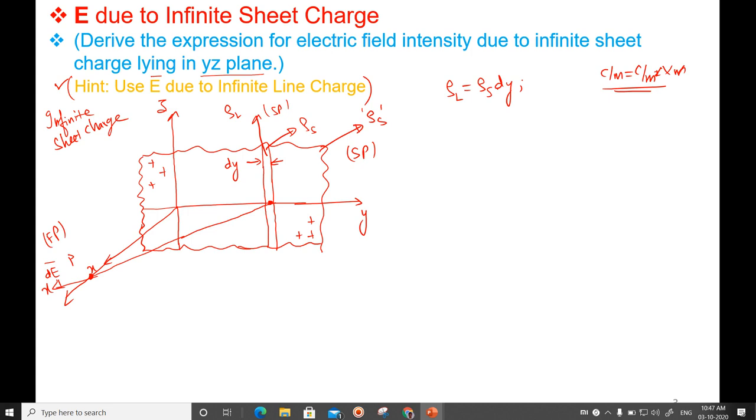So it has two components: a horizontal component and a vertical component. The component along the x direction is dEx, and the component along the y direction is dEy. So this is the resultant dE. I hope you are getting it.